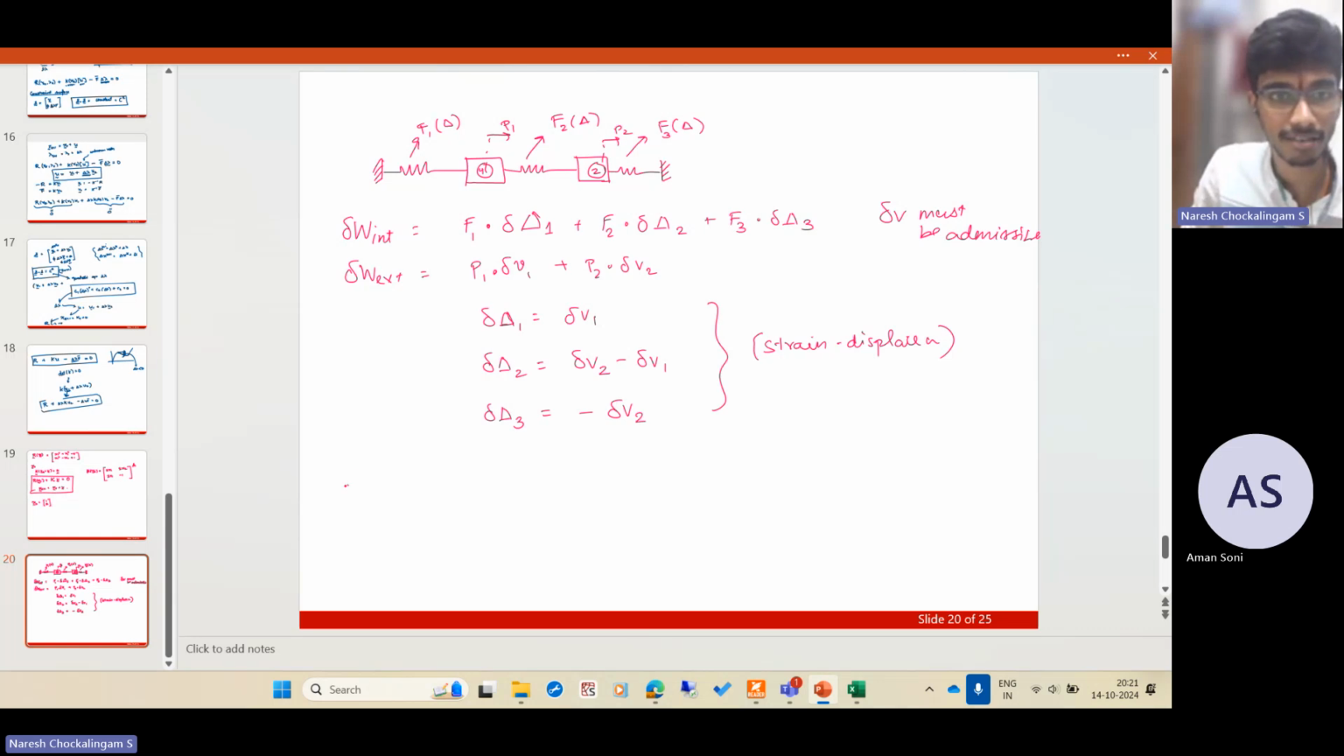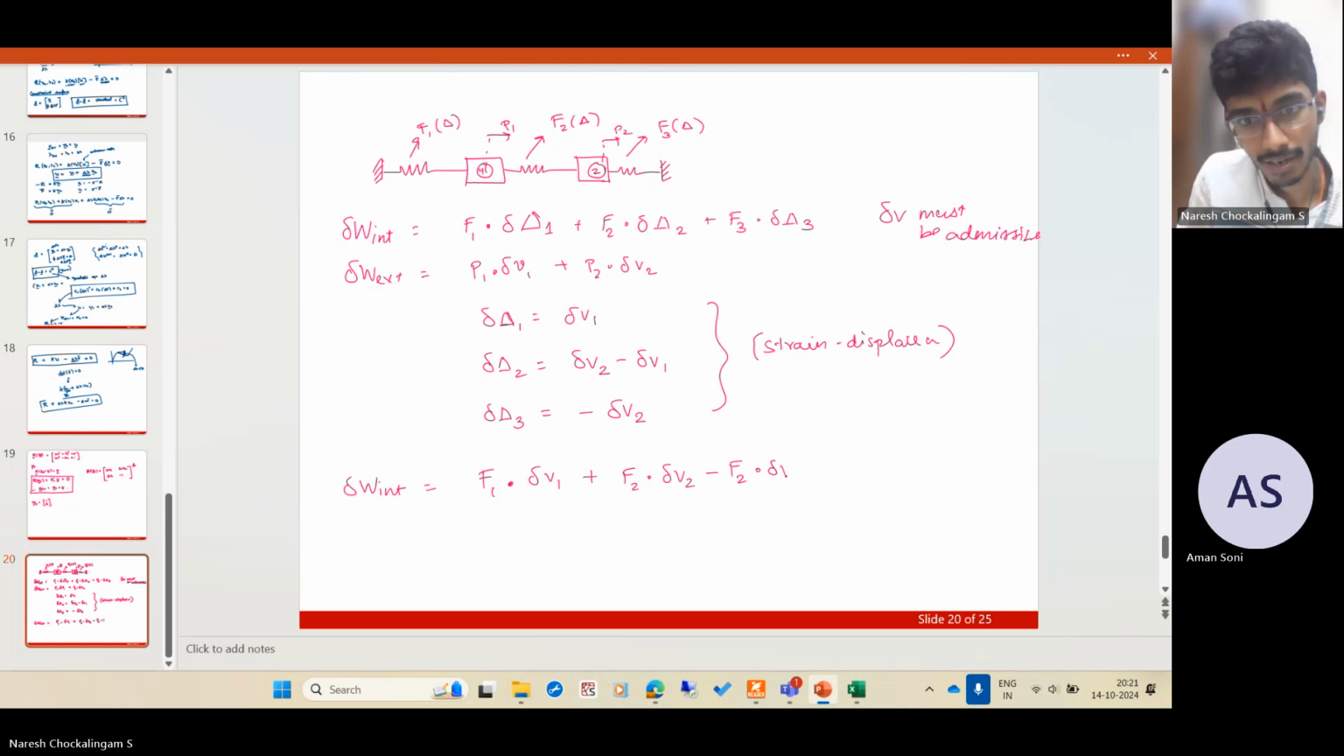Substitute in the virtual internal work. So del W internal is equal to F1 dot del V1 plus F2 dot del V2 minus F2 dot del V1 minus F3 dot del V2. But what is external virtual work? It's P1 dot del V1 plus P2 dot del V2.